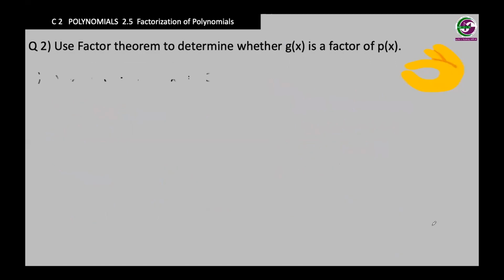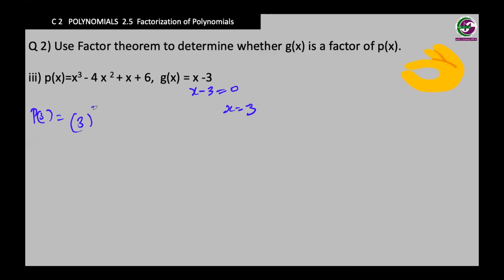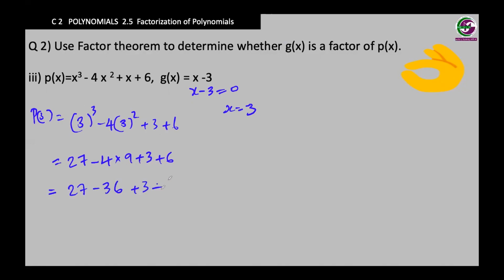Moving on to the third part of the same question, x minus 3 is equal to 0, or we say that x equal to 3. So we substitute p of 3 is equal to 3 power 3 minus 4 times 3 power 2 plus 3 plus 6, which is equal to 27. Students used to make mistakes. It's not 3 times 3, it is 3 times 3 times 3, 27, minus 4 times 9 plus 3 plus 6, which is equal to 27 minus 36 plus 3 plus 6.